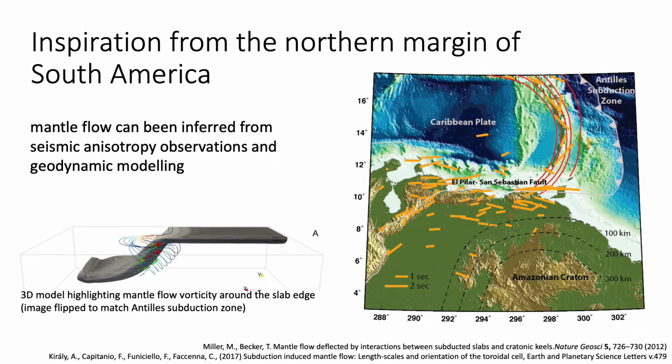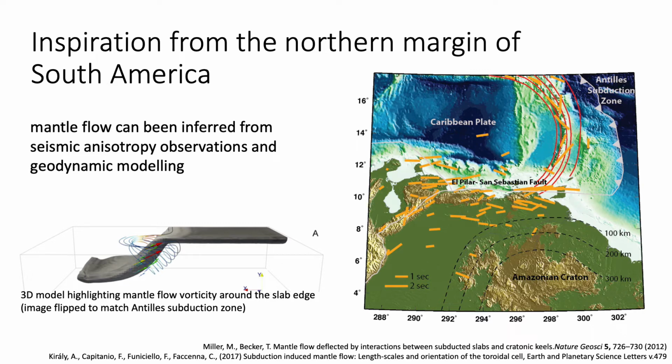So inspiration for our study was drawn from the northern margin of South America. On the right-hand side, we have the now familiar figure I mentioned on the first slide. We can see that mantle flow can be inferred from seismic anisotropy observations, but also from a large suite of geodynamic modeling. In this case, I have shown a figure from Capitano, Funiciello, and Faccenna in 2017, which looks at three-dimensional modeling. In this figure, I'm highlighting the mantle flow vorticity that comes around the edge of the slab. We can see that as the slab subducts, it's pushing the mantle from beneath it to the front, so into the mantle wedge.